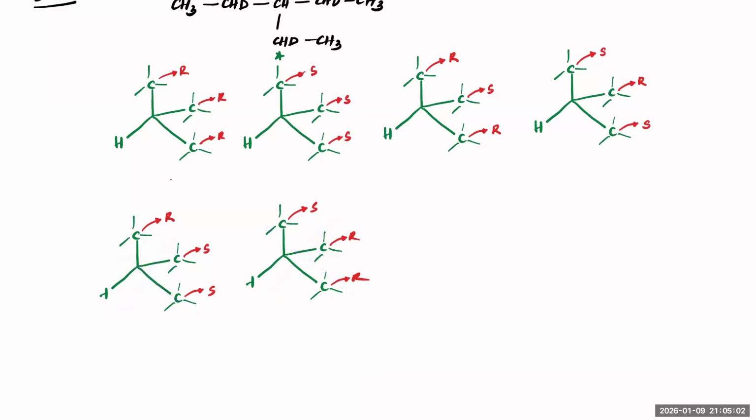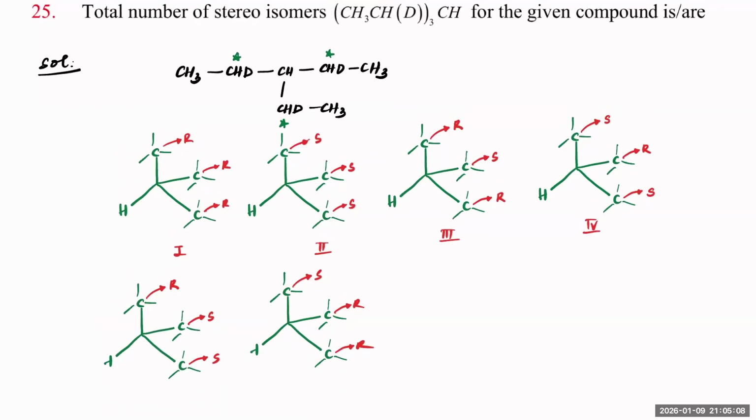So maximum how many can we get? 1, 2, 3, and 4. These are the only four unique ones which you can get, which are stereoisomers. So how many can we get? 4. Clear? Any doubt in this question? Rest all, any combinations you make, will always be repetitive.